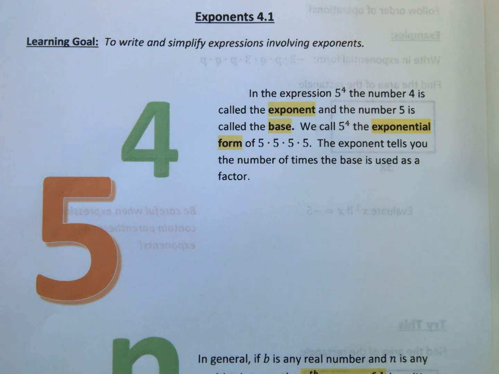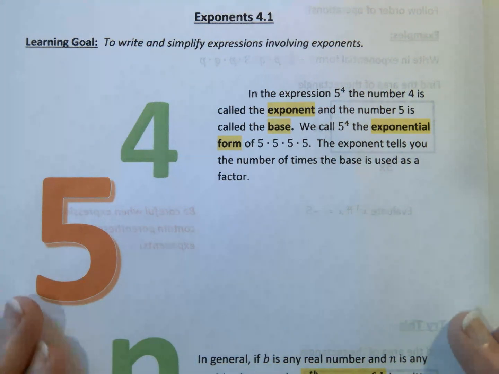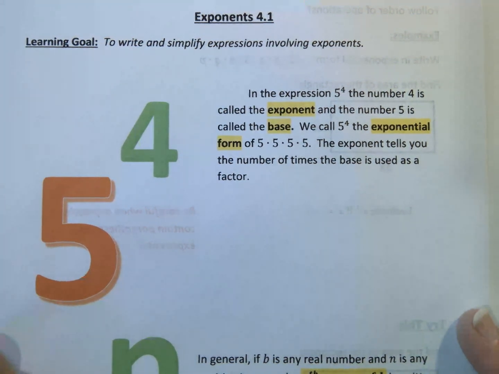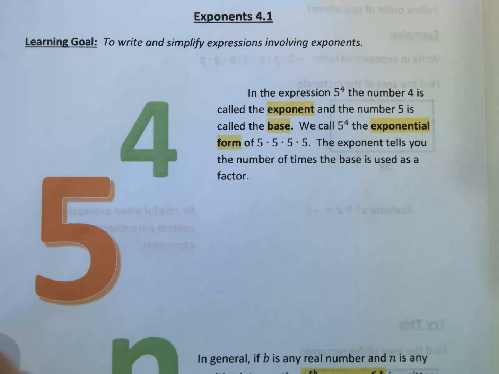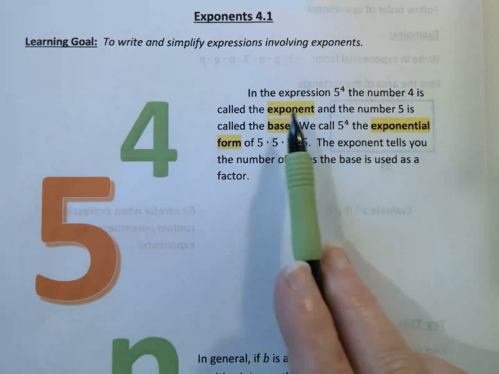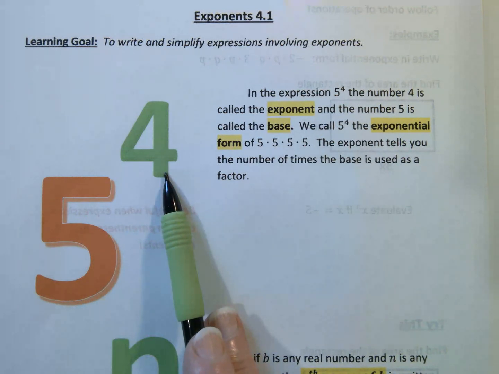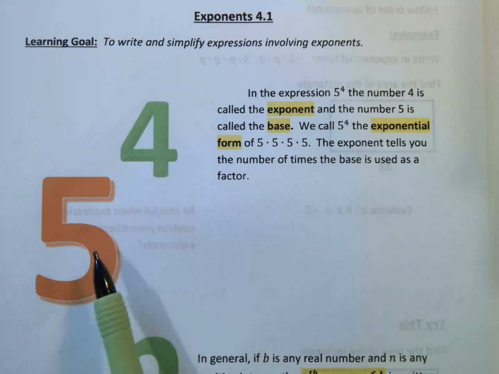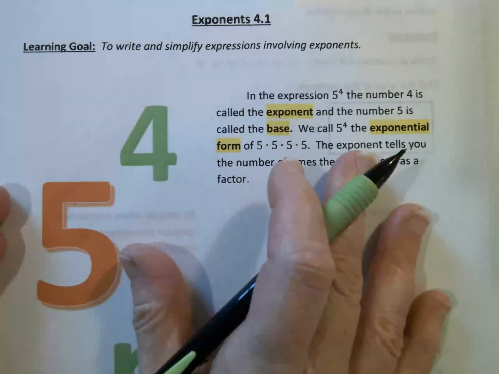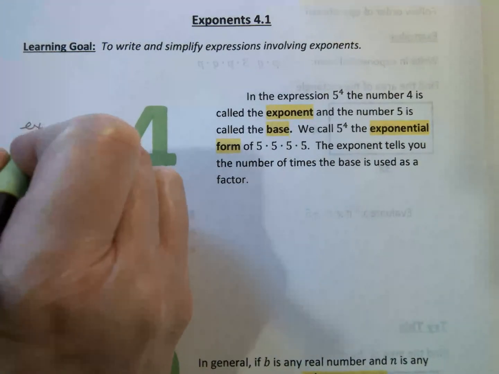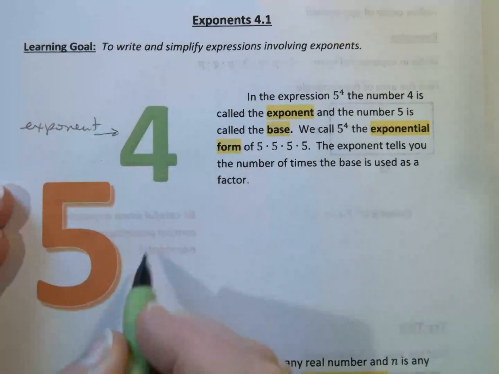Okay, this lesson is a review of exponents, which you've gone over in 5th and 6th grade and in pre-algebra. So we're going to practice writing and simplifying expressions that have exponents in them. There's a bunch of vocabulary that we need to go over. In the expression 5 to the 4th power, the number 4 is called the exponent, and the number 5 is called the base. So this is my exponent, and this is my base.